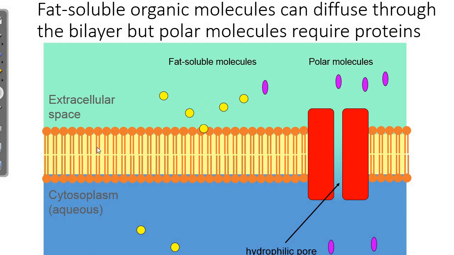So here you see the fat-soluble molecule, the yellow one, can easily diffuse, but the purple one was not able. So they require proteins.